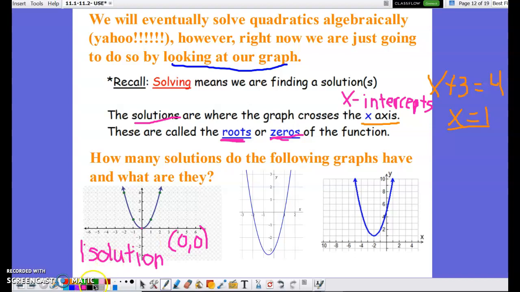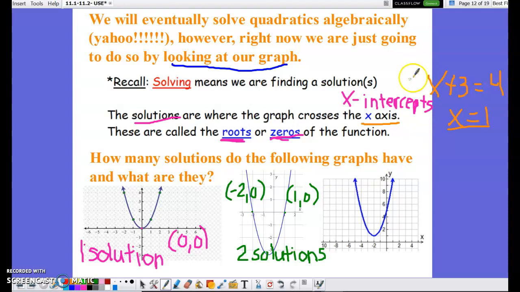If we look at this middle one here, we notice it touches the x-axis at 2 points, meaning that we would have 2 solutions. So that's also a possibility. You could have 2 answers or 2 solutions, 2 roots, 2 zeros. And those 2 solutions, if we look at this first x-intercept, the first one is the point (-2, 0). Another one is the point (1, 0). So those would be our 2 solutions.